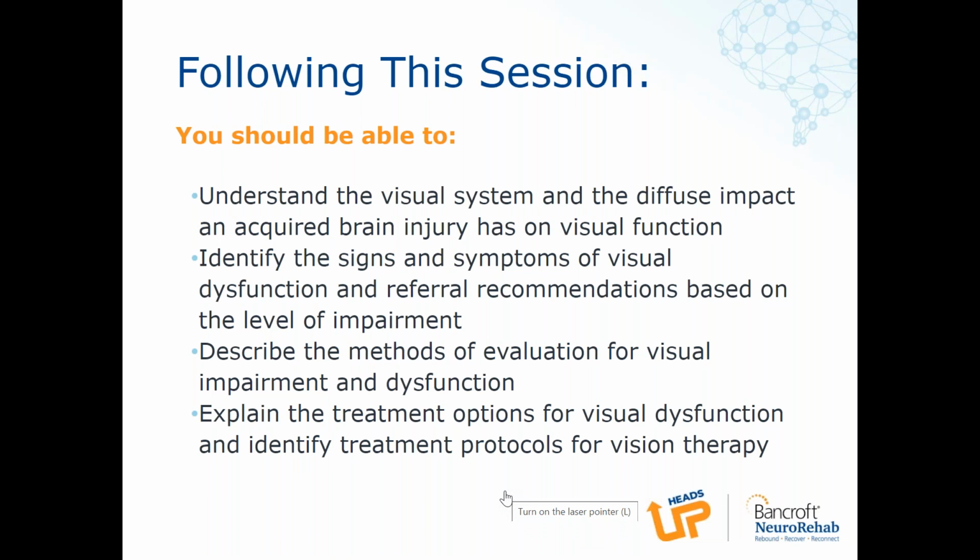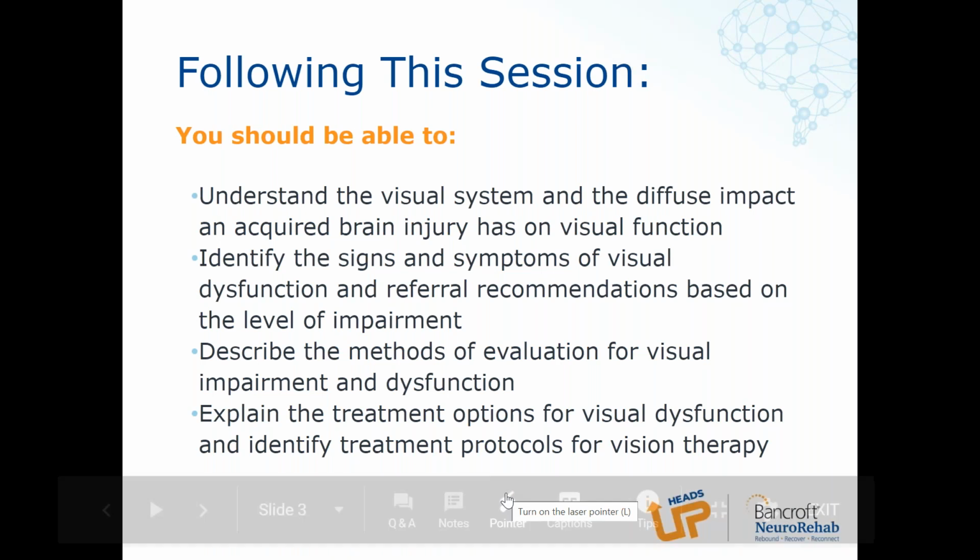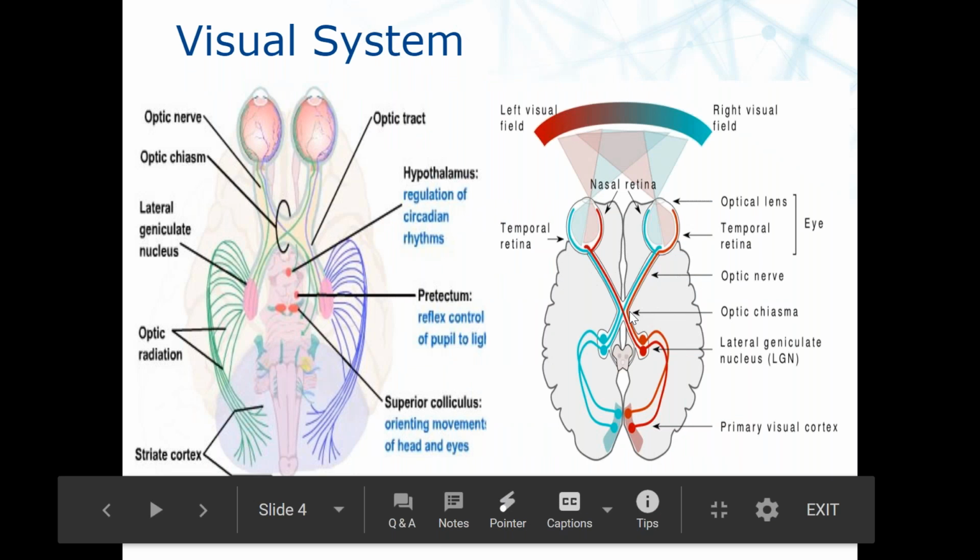Following this session, I'm hoping that you will be able to understand the visual system and the diffuse impact an acquired brain injury will have on visual function, be able to identify the signs and symptoms of visual dysfunction, and referral recommendations based on the level of impairment, describe the methods of evaluation for vision impairment and dysfunction, and then explain treatment options for visual dysfunction and identify treatment protocols that are currently in place for vision therapy.